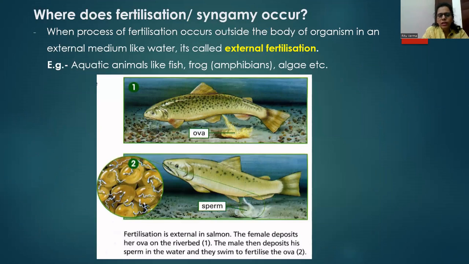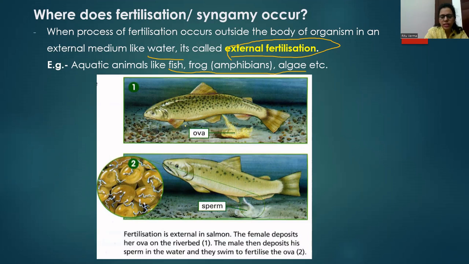Now, where does this process of fertilization or syngamy occur? There are some organisms, especially aquatic organisms, in which the fertilization process occurs outside their body. This type of process is known as external fertilization, in which fertilization takes place outside the body, in an external medium like water. External fertilization is most common in aquatic animals like fish, frogs, amphibians, algae, etc.